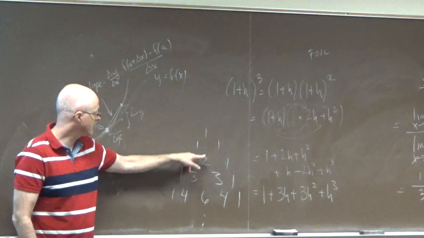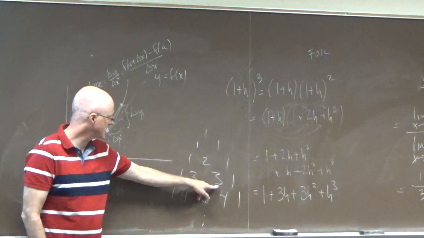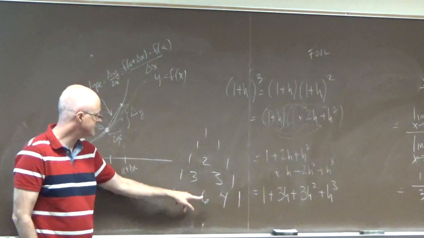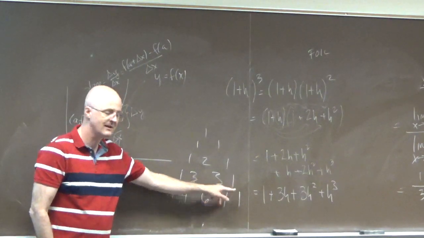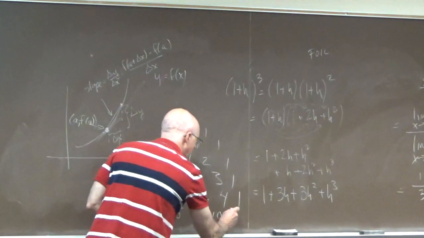So 2 goes here because it's 1 plus 1. 3 goes here because it's 1 plus 2. 3 goes here because it's 2 plus 1. 4 goes here because it's 1 plus 3. 6 goes here because it's 3 plus 3. 4 goes here because it's 3 plus 1. The next row would be 1, 5, 10, 10, 5, 1.